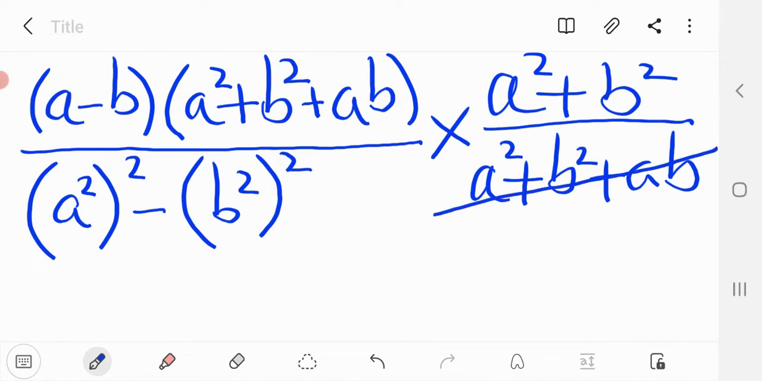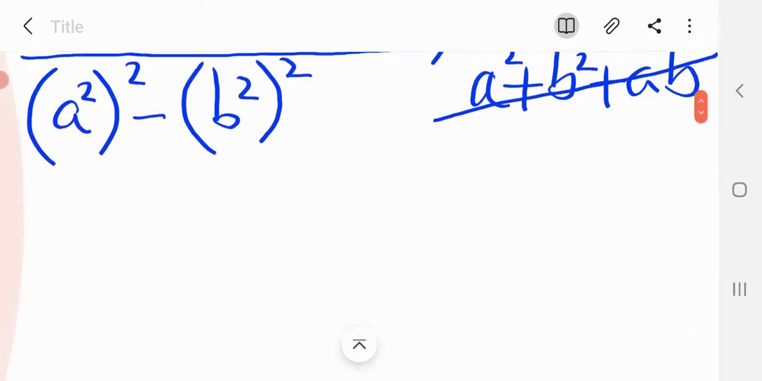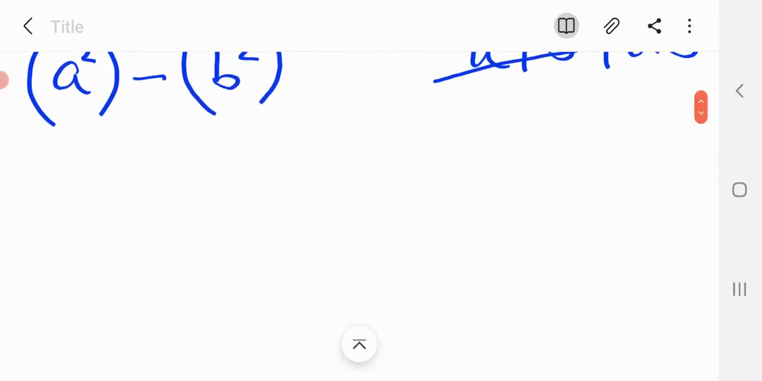This quadratic factor will be cancelled with this quadratic factor, because both are same and in between we have a sign of multiplication. It is possible to cancel both because they are same with all respect, and one is available in numerator and second is available in denominator, so they both can be cancelled. So let me proceed with what should be written in the next steps.